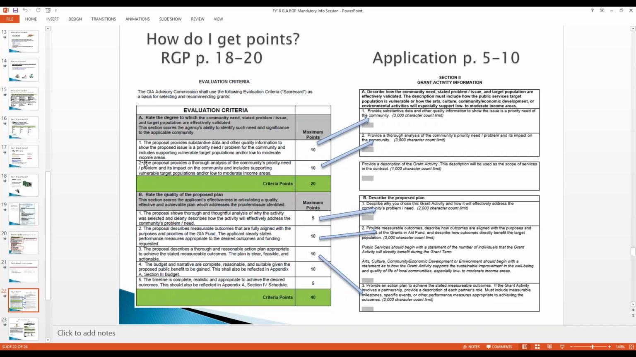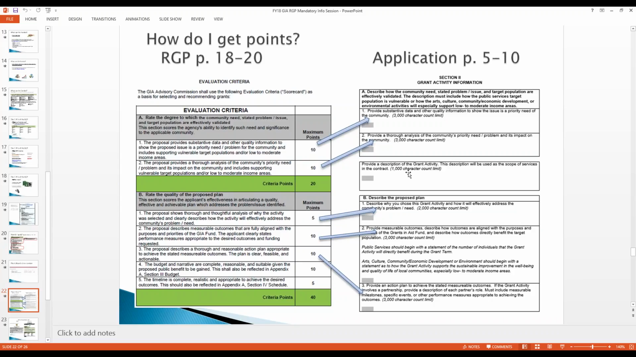For A2 in the evaluation criteria, again, you can get up to 10 points for answering question A2 in the grant application. And the same thing for section B1, which corresponds to section B1, 5 points maximum. B2, 10 points for answering question B2 from the application, and so on.